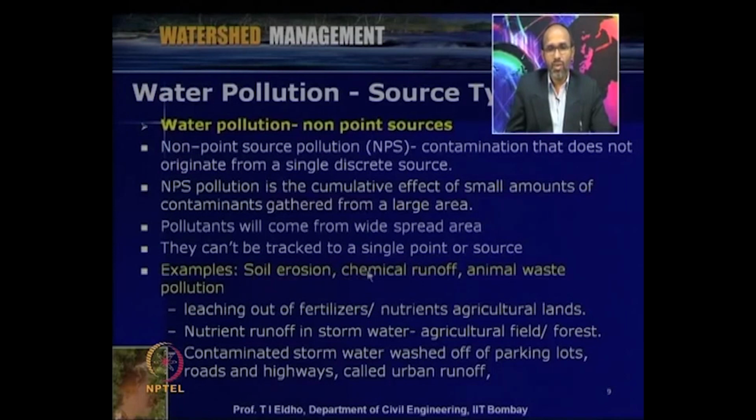So, like soil erosion, chemical runoff, animal waste pollution, etc. Examples include leaching out of fertilizers and nutrients from agricultural lands, nutrient runoff in storm water from agricultural fields or forests, and contaminated storm water washed off of parking lots, roads and highways, called urban runoff. So, these are some of the examples as far as non-point source of pollution is concerned.